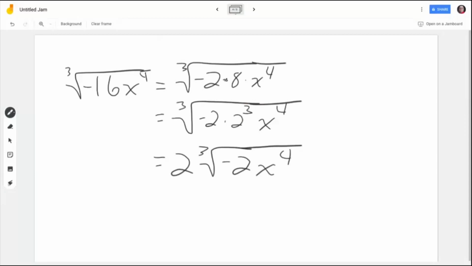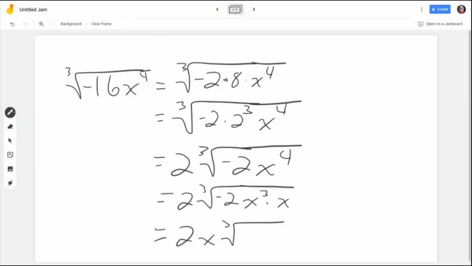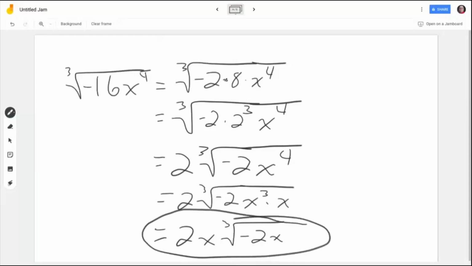Now we got to deal with that x to the fourth. Well, we can write that x to the fourth as x to the third times x, or x to the 1, right? Because when you multiply those together, you add their exponents, so it would be x to the fourth. And now that my degree matches the exponent on there, that means I could pull an x out. And so what we end up with is 2x times the cube root of negative 2x. And that's going to be that one evaluated. So that's a simplified radical there.